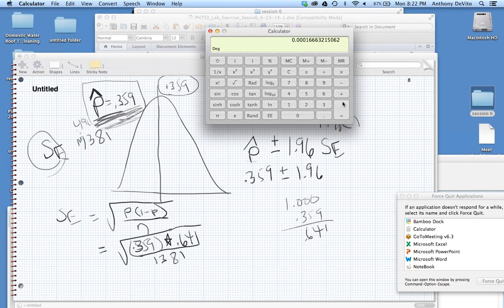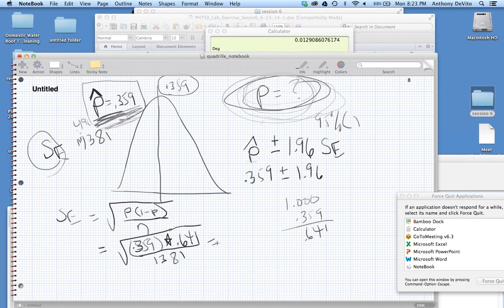But it seems like a really small number, doesn't it? But hang on a second. Now we have to take the square root of that. When we take the square root of 0.1 times 0.1, it's 0.01. So fractions get big. When you find the square root of them, fractional numbers actually get bigger. So I'm going to take the square root of that number, and it comes out to be 0.01. I'm going to round that to 0.013. Okay, that's my standard error.